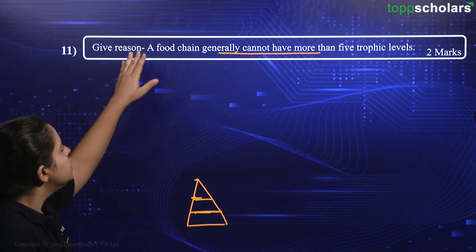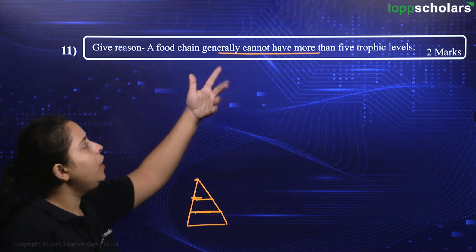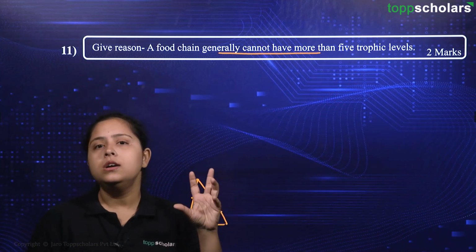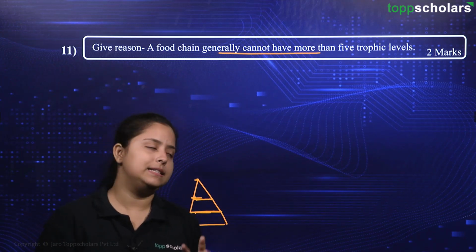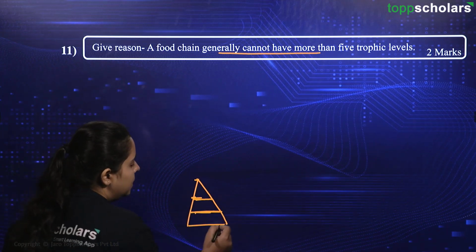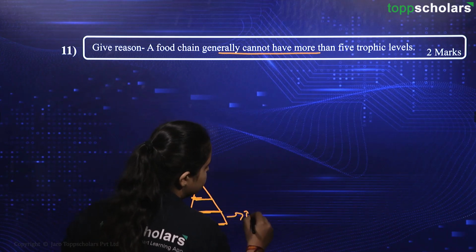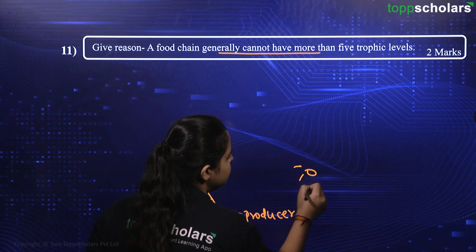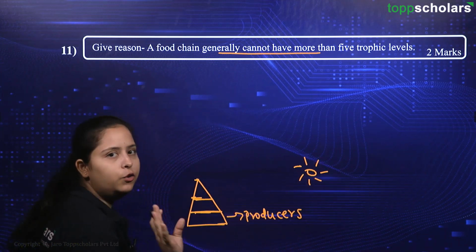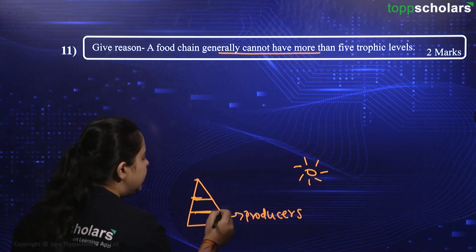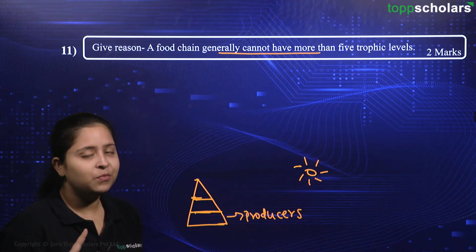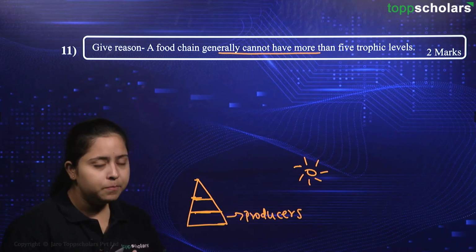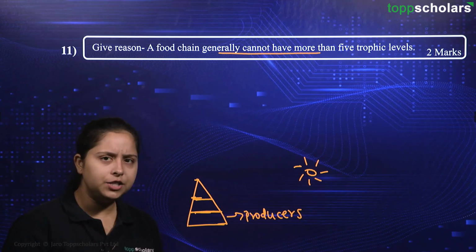We are being asked why a food chain cannot have more than 5 trophic levels. Why is that? Have you heard about the 10% rule, friends? Here we have the producers. Producers are using the energy present in the sun. They make food by photosynthesis, and these producers are also living, right? And living requires energy. For plants to sustain, they have to undergo many metabolic reactions.